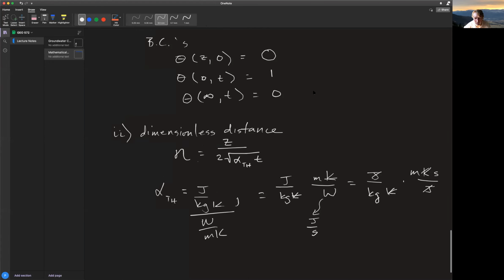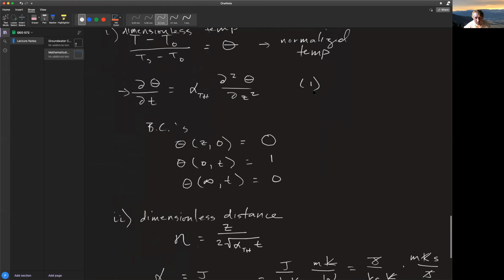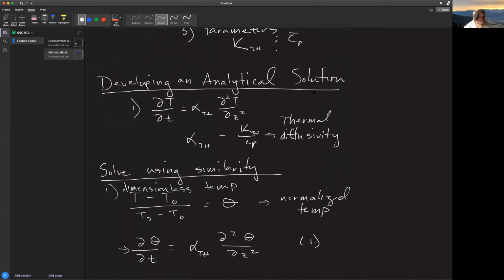Okay, I remembered what's wrong here. Our thermal diffusivity.